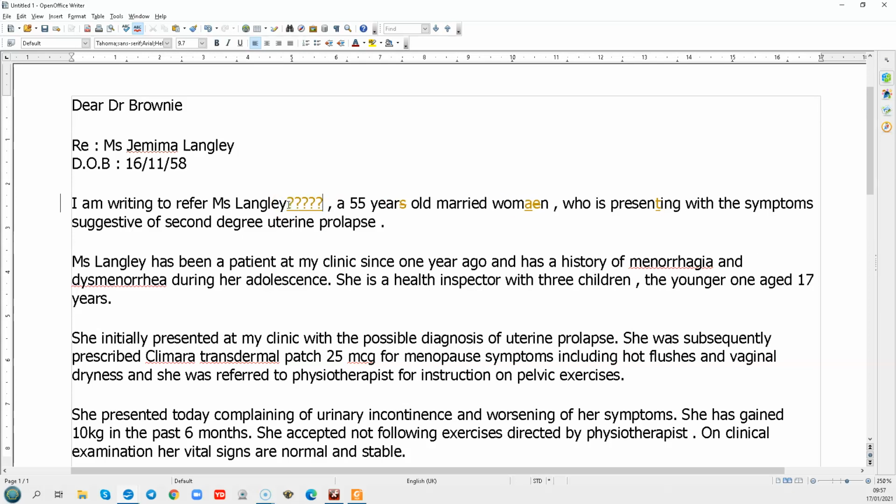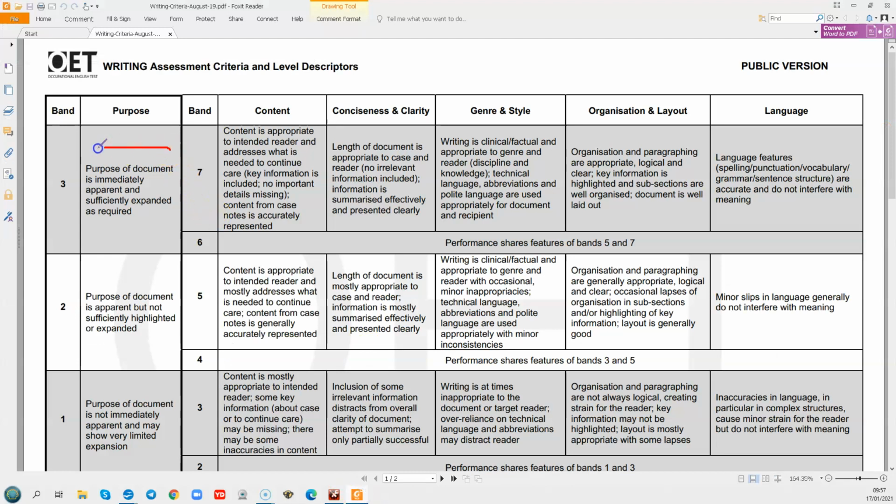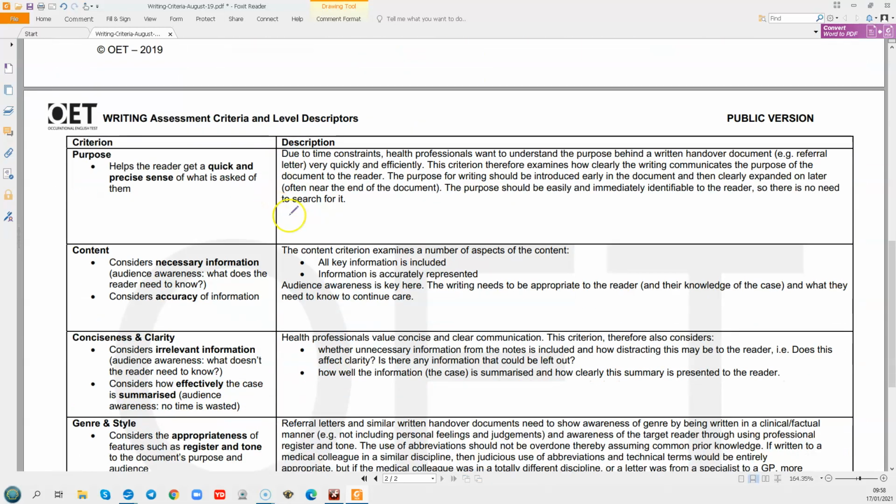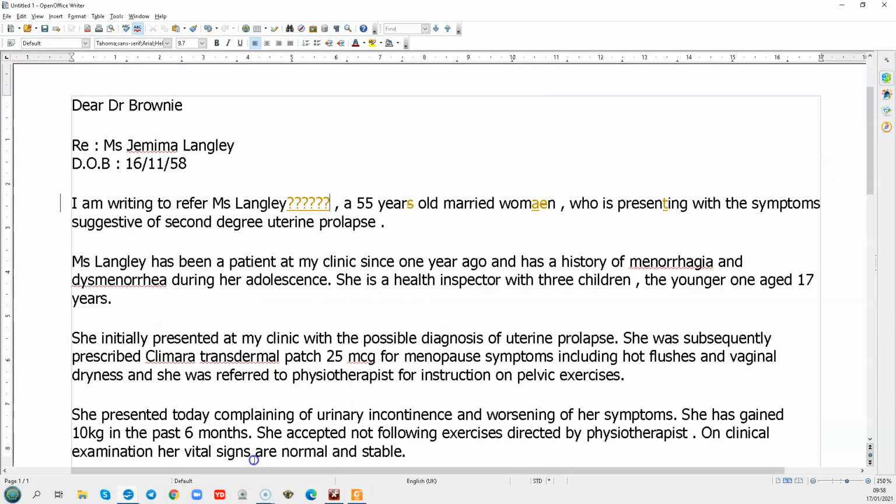What do you want me to do? Your purpose, as you should have seen before. What do you want me to do? What do you want the reader to do? Immediately apparent and sufficiently expanded later. So, referring this patient for what exactly? What is it you want me to do? Who is presenting with the symptoms suggestive of second-degree uterine prolapse? Okay. Now, Miss Langley has been a patient at my clinic.